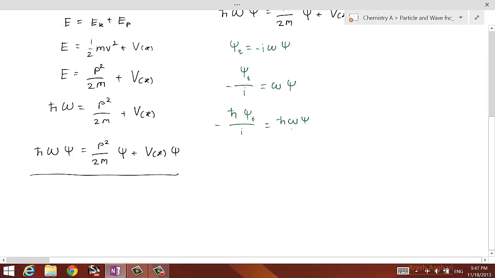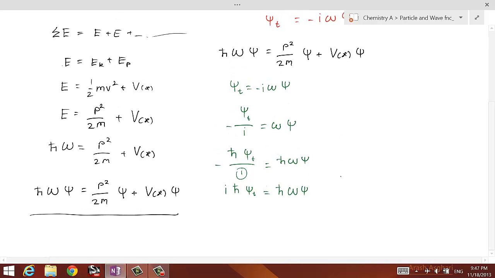Okay, I'll multiply only this side by i over i. They cancel, so we get just 1. Now I multiply i by i, and as you know, i multiplied by i is minus 1, right? Square root of minus 1 multiplied by square root of minus 1 equals minus 1. Now I get the h bar, i comes to the top, and psi t, and this thing you get minus 1, right? The minus in front cancels, so I got only this, equal to h bar omega psi.